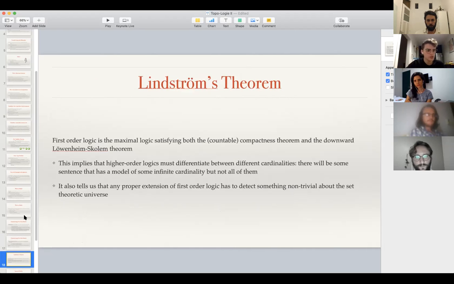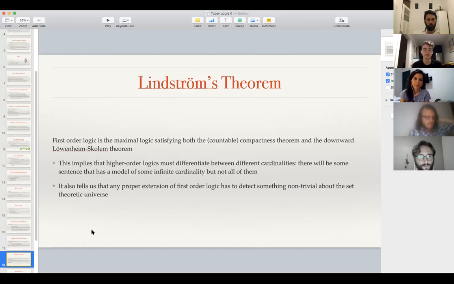Okay, so these two theorems come together in this famous one called Lindström's theorem, which says that first order logic is the maximal logic satisfying both the countable compactness theorem and the downward Löwenheim-Skolem theorem.